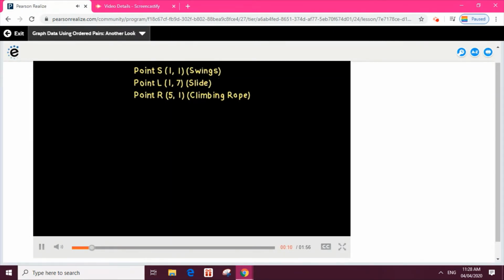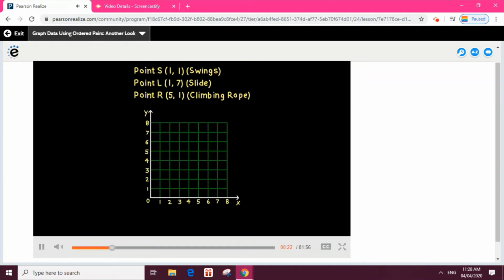Here we go. Your task today is to graph the points of different play structures on a coordinate grid. Then, find the shape of the playground. Okay, here's our coordinate grid. Our first location is the swings, or 1, 1. Remember, we look at the horizontal x-axis first, then the vertical y-axis.